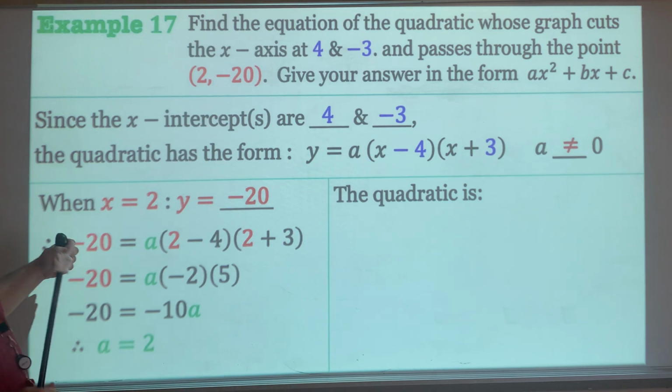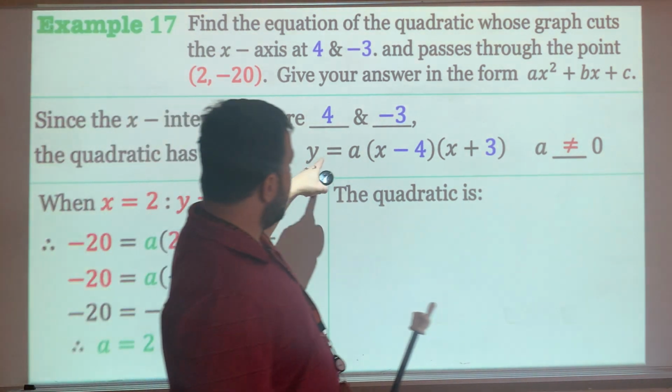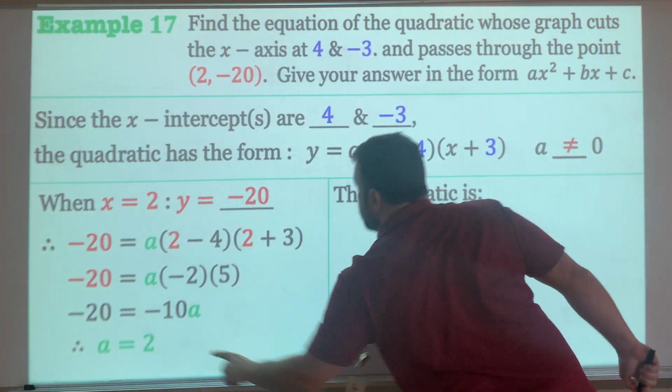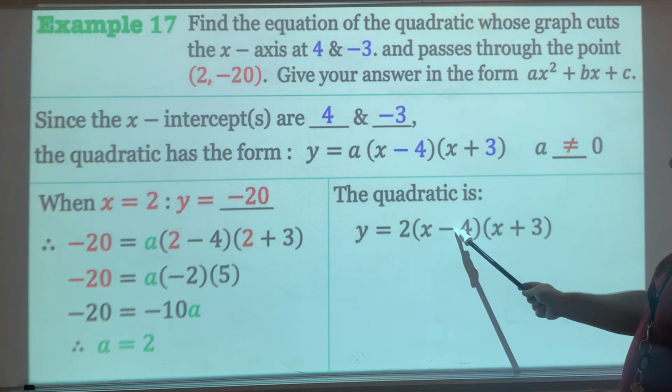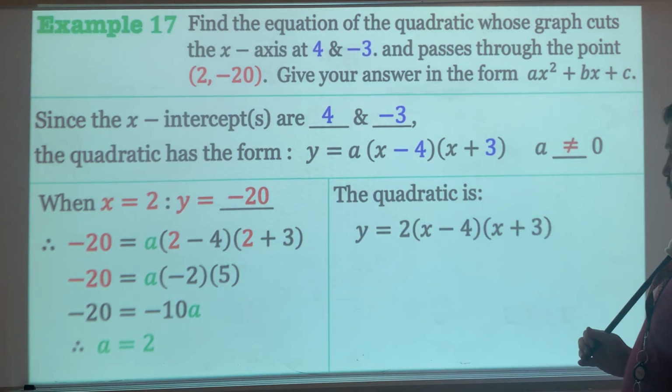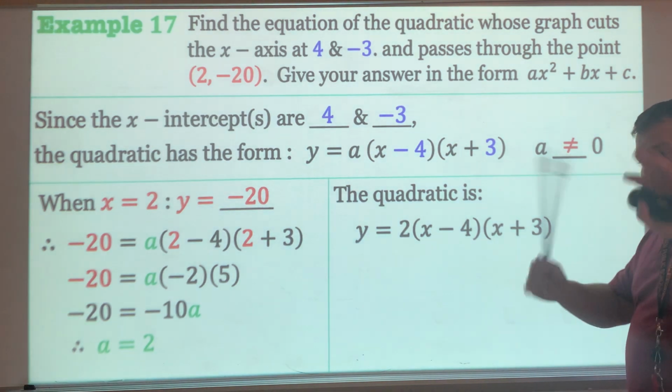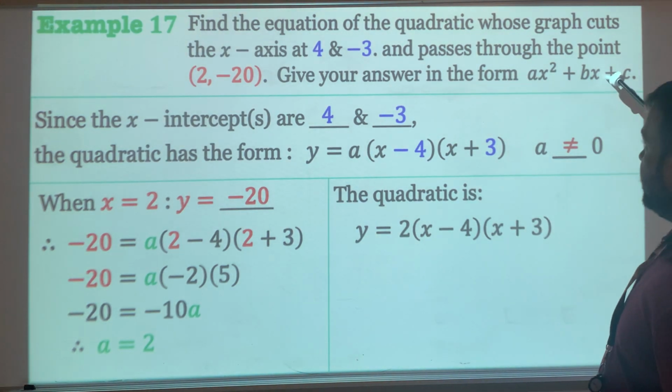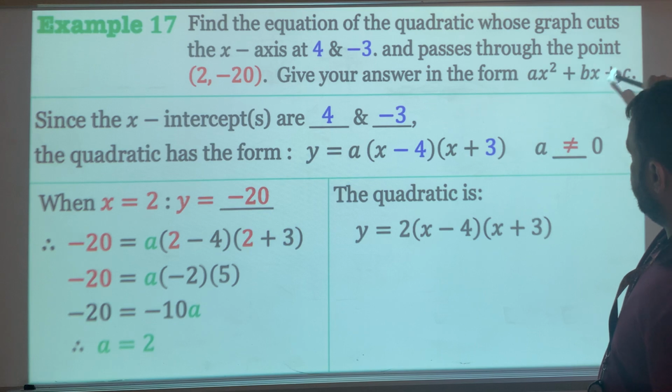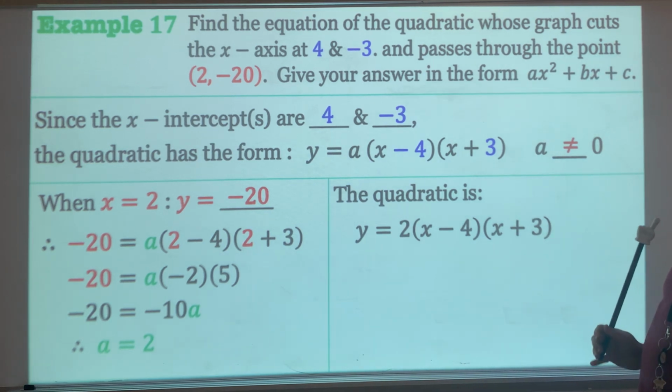Yes, so now we got our a. So now we solve for our quadratic. y equals 2, x minus 4, x plus 3. There's your answer. Now say we want it in this form. They said give your answer in the form ax squared plus bx plus c. This is not in this form. So what do we do to this to get it in that form?